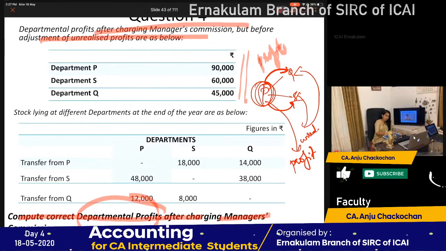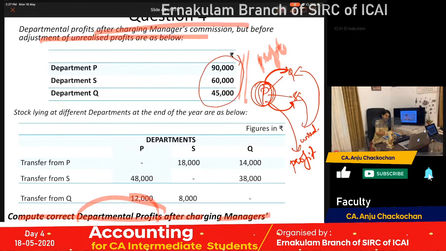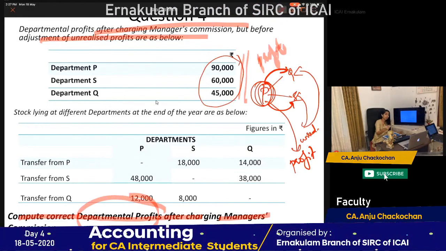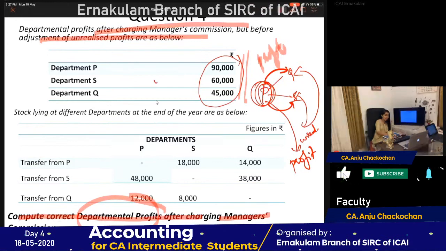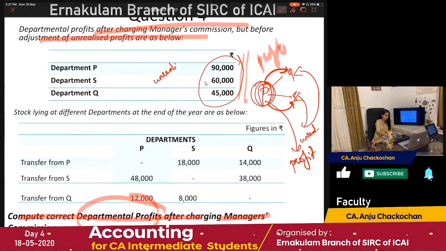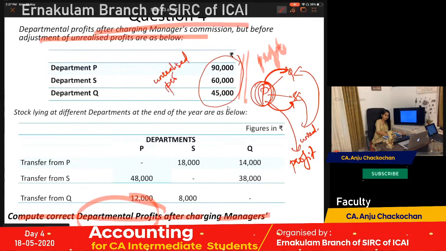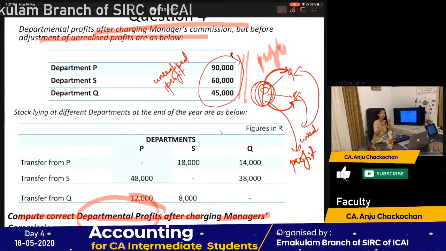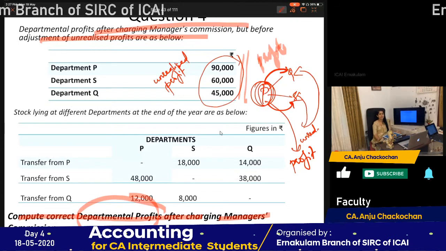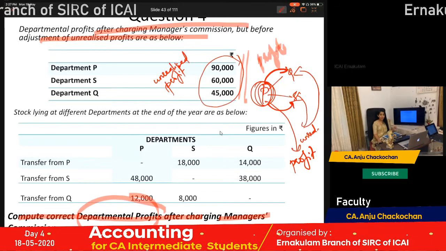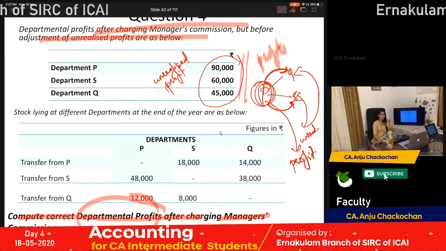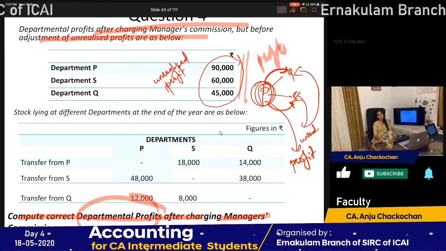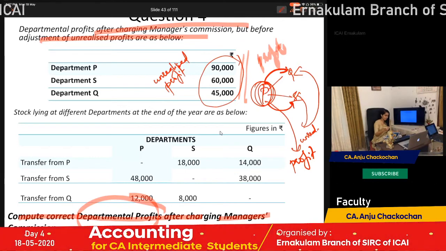So what happened was, when they computed these profits of 90,000, 60,000, and 45,000, they did not actually consider the unrealized profit amount. Is the point clear? When they computed the profits, they did not take into account the unrealized profit amount. So we'll have to compute the unrealized profit, and then rework the manager's commission. I'll just give a brief of it.